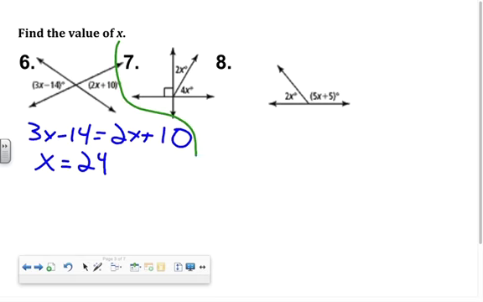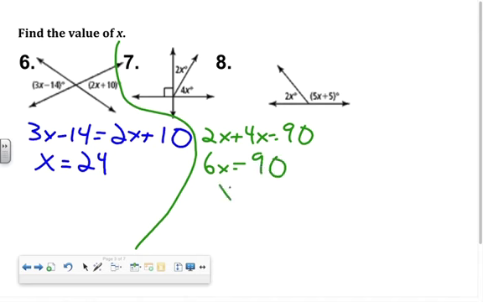How about in number 7? What do we do there? 2x plus 4x equals 90. 6x equals 90, x is 15.